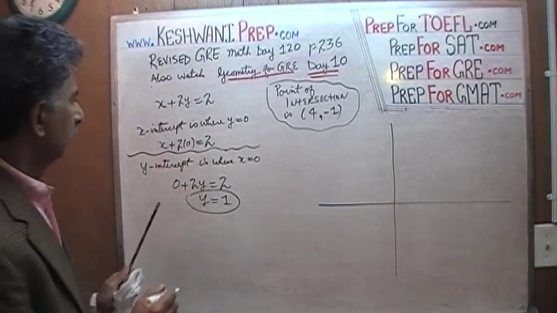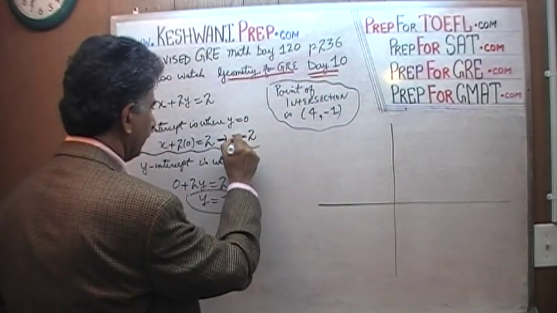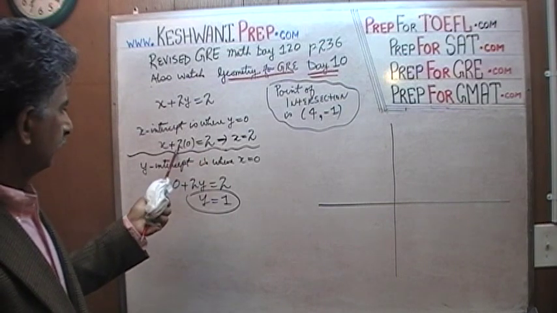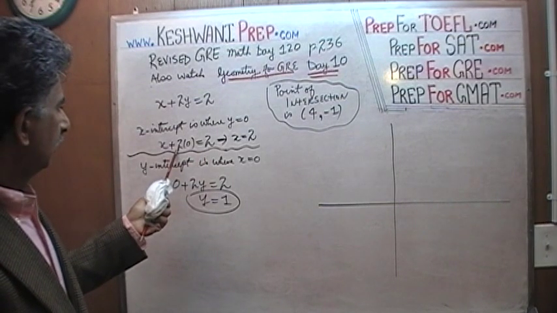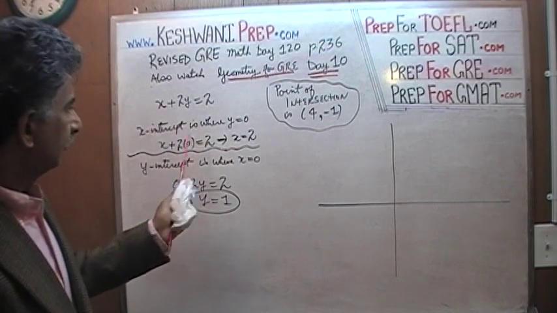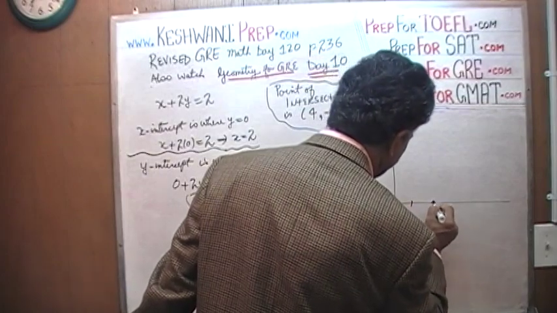That's it. It implies that x is equal to 2. Probably that's what I meant to write. X is equal to 2, right here, it says right here. Because 2 times 0 is 0, and therefore x equals 2. Here we go, 1, 2. There we go. That's the first point.